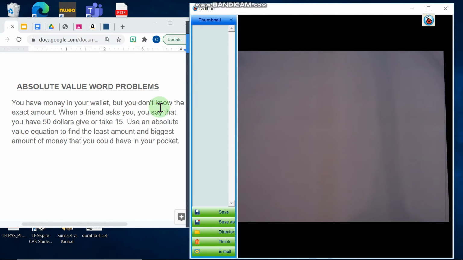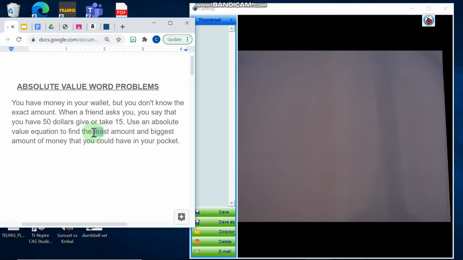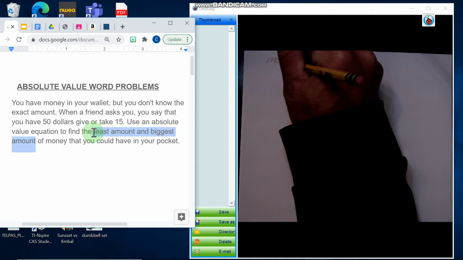So here we have our first absolute value word problem. You have money in your wallet, but you don't know the exact amount. When a friend asks you, you say that you have $50, give or take 15. Use an absolute value equation to find the least amount and biggest amount of money that you could have in your pocket. So right here, least amount and biggest amount means we're looking for a max or min, maximum and minimum. So we're going to use an equation.